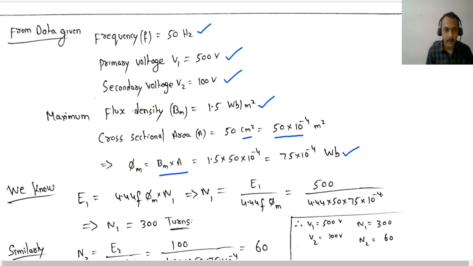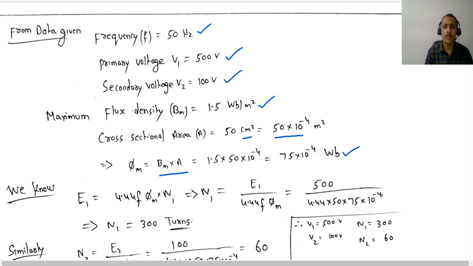Now just now we have derived the EMF equation. It is given by E1 equal to 4.44 F phi m into N1, right? So from E1, we want the number of turns N1. N1 equal to E1 divided by 4.44 F phi m.